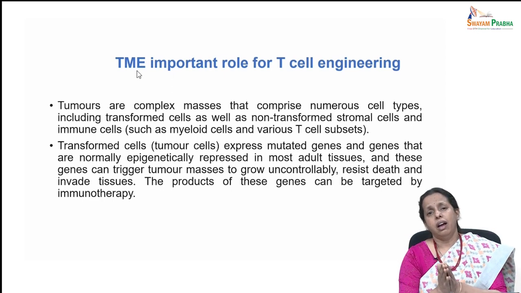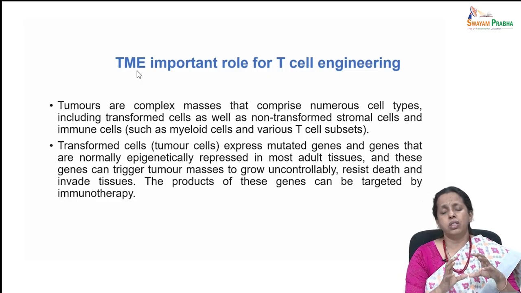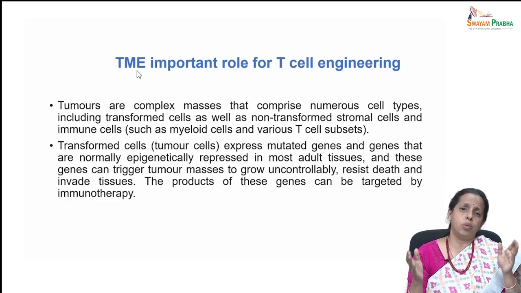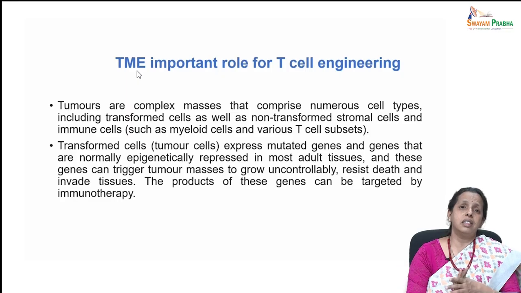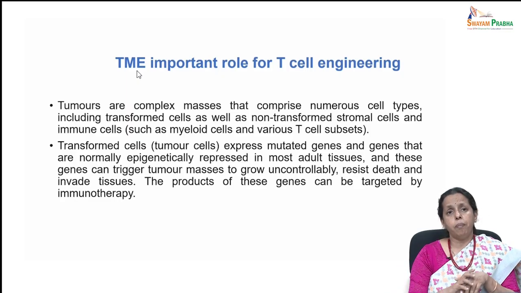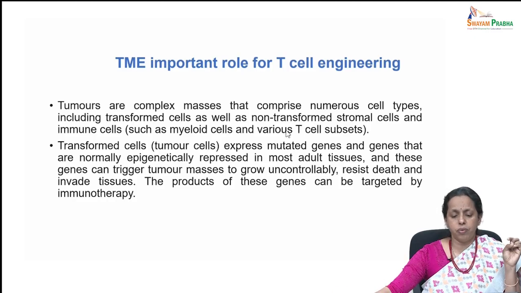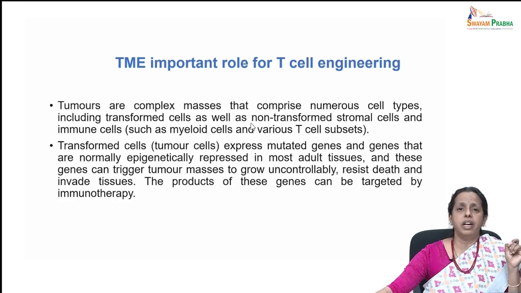Tumor is not a single entity, which we have always been talking about. You don't imagine a cancer cell as only the cancer cells. It exists in your tumor microenvironment. So these tumors are complex masses. They comprise numerous cell types, including your mutated cells, your normal cells, and immune cells such as your myeloid cells and various T cell subsets.